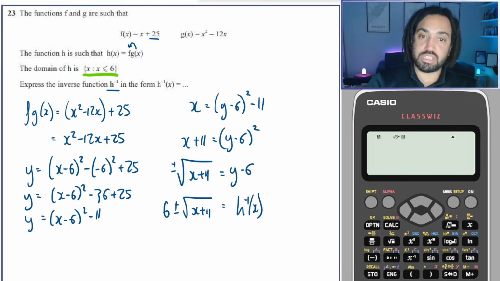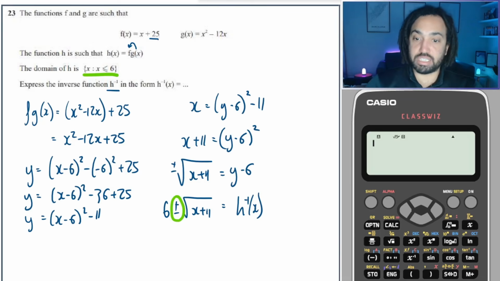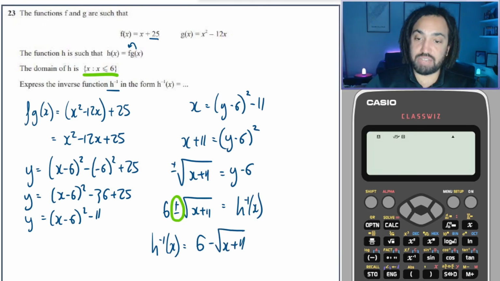Of course, check the domain. It has to be less than or equal to 6. So that means this time I need to take away from 6 to keep it under 6. So the inverse function of h is 6 minus the square root of x plus 11.